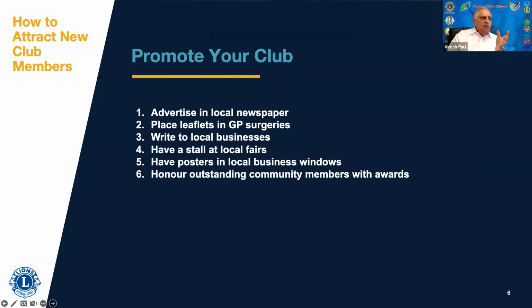Honor local outstanding members of your community with awards. We give awards to our members. It's an old standing tradition. But how about recognizing members outside the club? That way they will hear about what you're doing and they might even want to come to your club. One of the things which clubs have done, those who can afford it, is to give Melvin Jones Awards to people in the community. The Melvin Jones Award, which is $1,000, is not just restricted to club members. Give it to local, outstanding community members. That way you are promoting Lionism, your club, and hopefully attract new members.